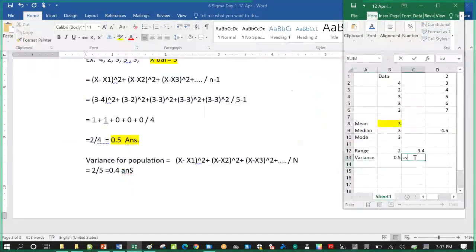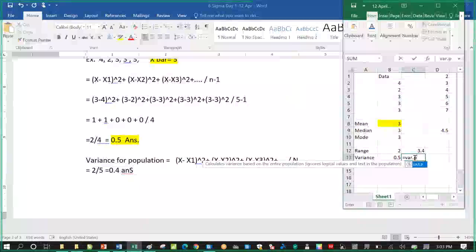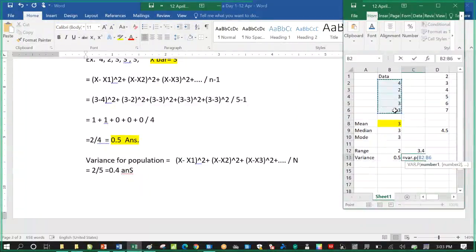So when you calculate the variance for population, you will take it like this, 0.4. What do you mean by sample? What do you mean by population? Okay, that would be the exact question that I was going to ask.